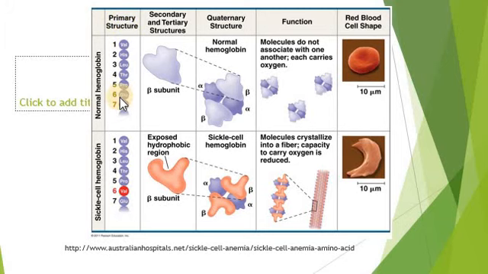So this is the change in the structure. Here initially there was a glutamic acid. Now in the sickle cell hemoglobin there is a valine at position 6. That change in the beta subunit, the change in the arrangement of the beta subunit, will lead to the change in the shape of the RBCs.